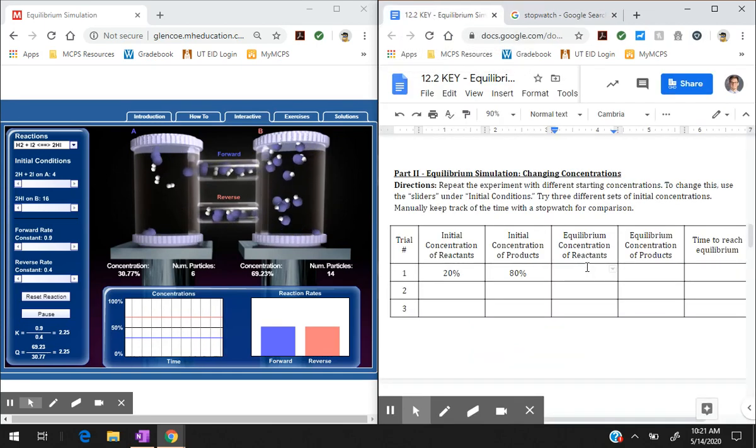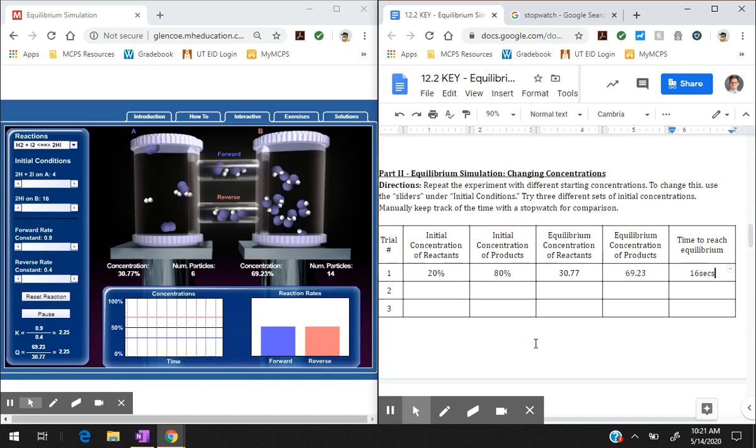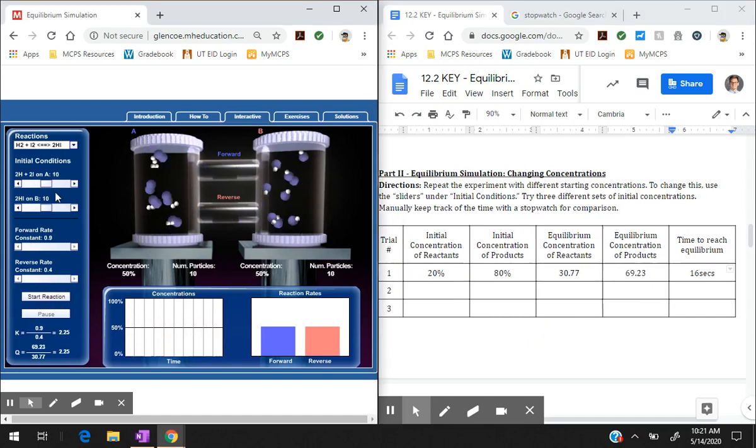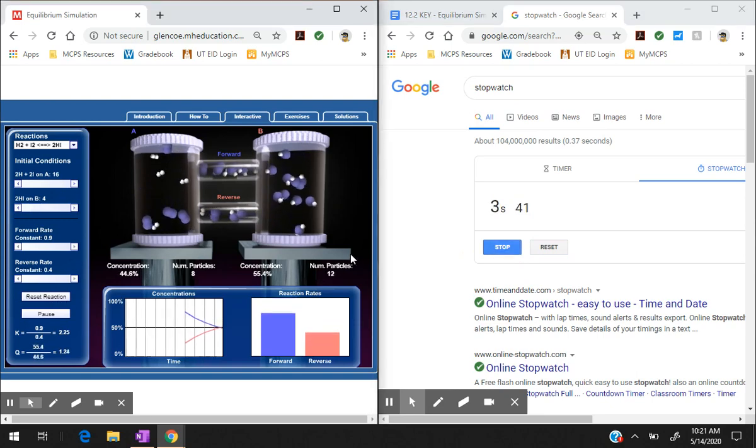All right, and my concentration at equilibrium is 30.77, 69.23, about 16 seconds. Let's reset, try it again. Let's go the opposite direction. Let's start with 80%. I'll go start, start. Now there's probably about a second delay here.